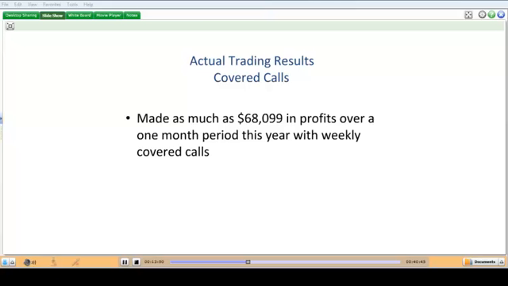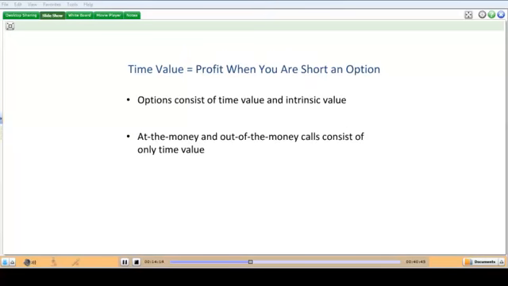And this year I made as much as $68,000 in profits over a 1-month period with these weekly covered calls. So I'll show you my brokerage statement showing this $68,000 in profits over that 1-month period. So let's just go over the basics of selling option premium and how it works.